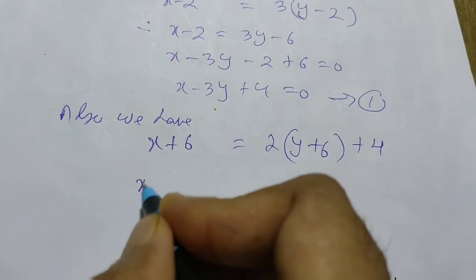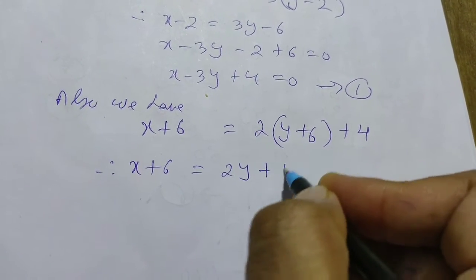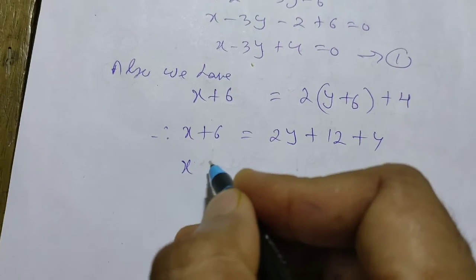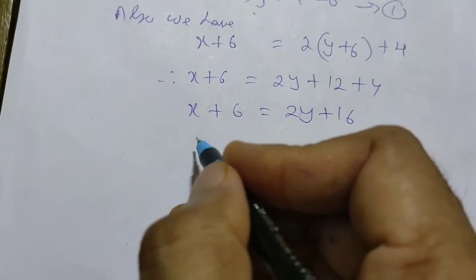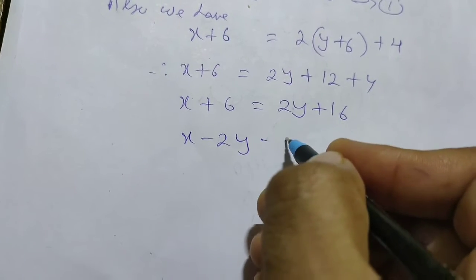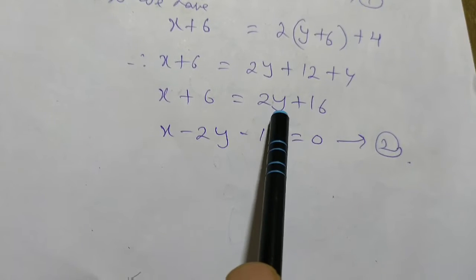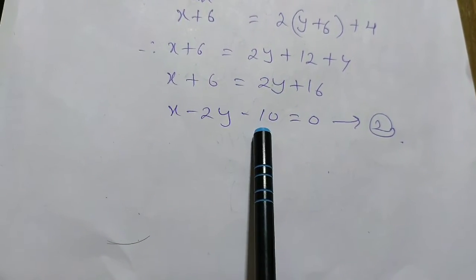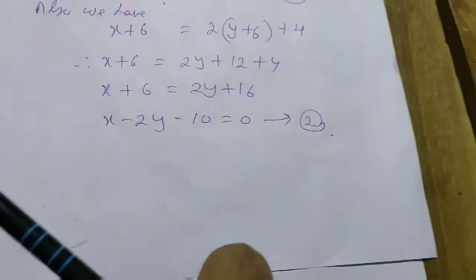Now simplify. x plus 6, therefore x plus 6 equal to 2y plus 12 plus 4. That will give us x plus 6 equal to 2y plus 16, and this simplification will give us x minus 2y minus 10 equal to 0. This is our equation number 2. We will transfer this 2y to the other side, it will become minus, and 16 will become minus 16. 6 minus 16 will give us minus 10, and this is our minus 2y.